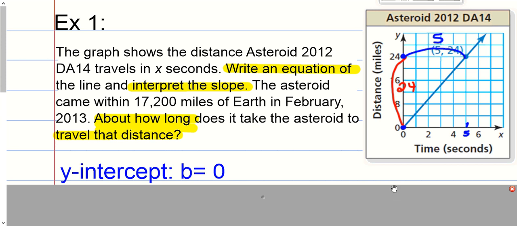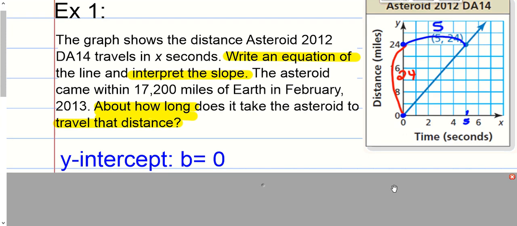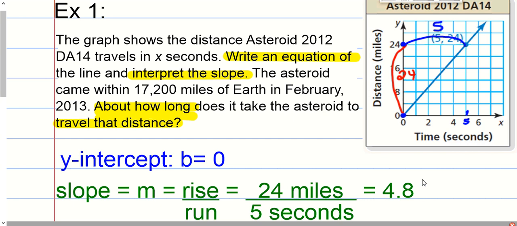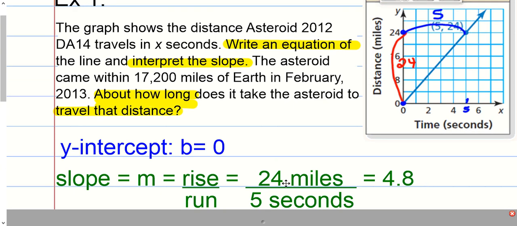This is a real world problem. Anytime you have a real world problem, you may estimate and you may use decimals. So if we use rise over run for our slope, then we have 24 miles because our miles are on the y, over 5 seconds because our seconds are on the x, and that is going to simplify to 4.8 miles per second.